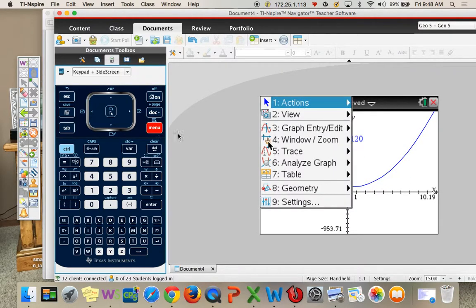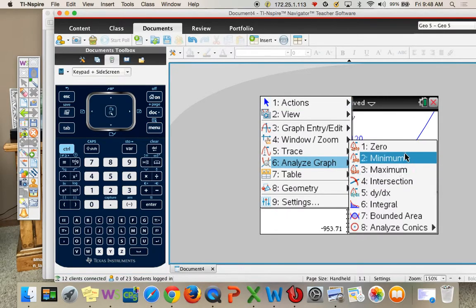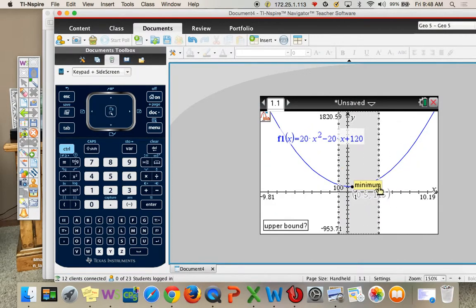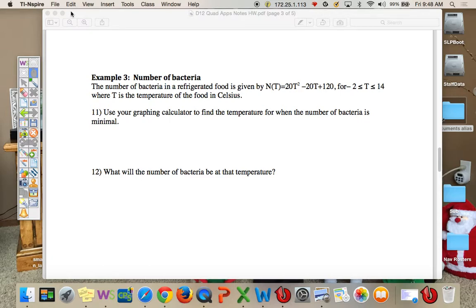Let's calculate it. Menu, analyze graph. This time we want the minimum, not the zero. So our minimum is 0.5, and what that means is at 0.5 degrees Celsius, we have 115 bacteria in our food. Your assignment today will be to practice these quadratics, finding zeros or minimums, and you can use your graphing calculator or the quadratic formula to solve.